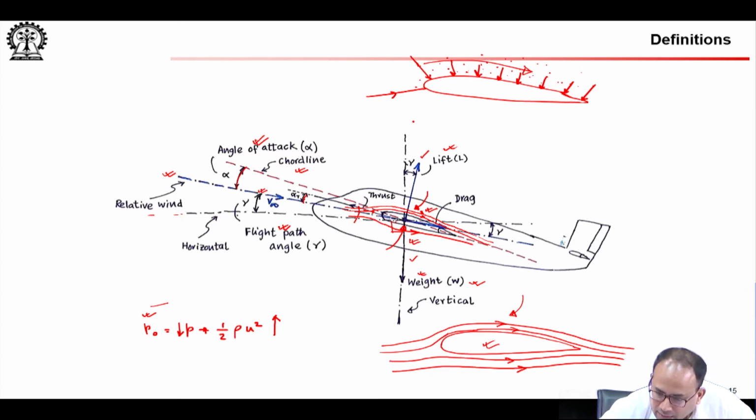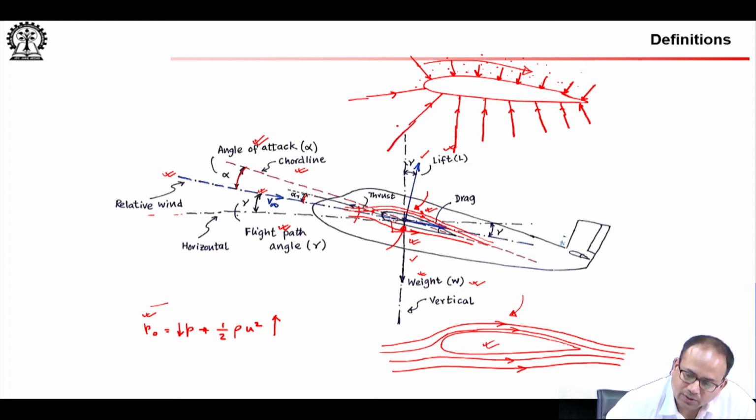On the other hand, on the lower part, pressure will decrease and increase again, but the pressure on the bottom surface, on the average, will remain higher than the pressure on the top surface.